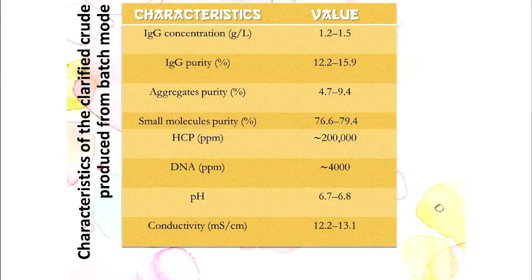If you can see from the screen, these are the characteristics of the clarified crude. Each of these characteristics will be measured using a different method. For example, the DNA is measured using the PicoGreen method, and the level of HCP was measured using a commercial ELISA kit. The next step will be explained by my friend. So that's all from me. Thank you.